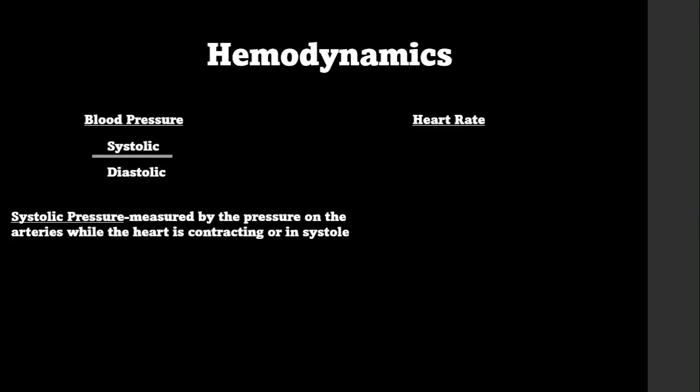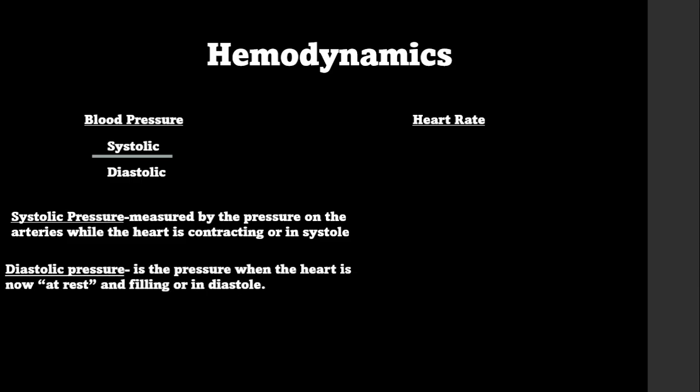Two major forms of hemodynamics that we most commonly see are blood pressure and heart rate. We see blood pressure as systolic pressure over diastolic pressure. Systolic pressure is measured by the pressure on the arteries while the heart is contracting, or in systole. Diastolic pressure is the pressure when the heart is now at rest and filling, or in diastole. This is during one heartbeat.